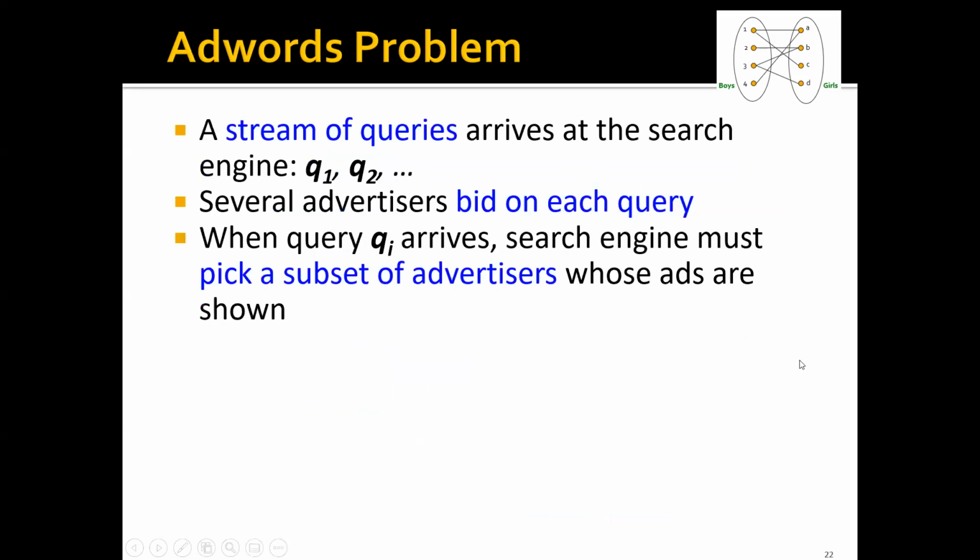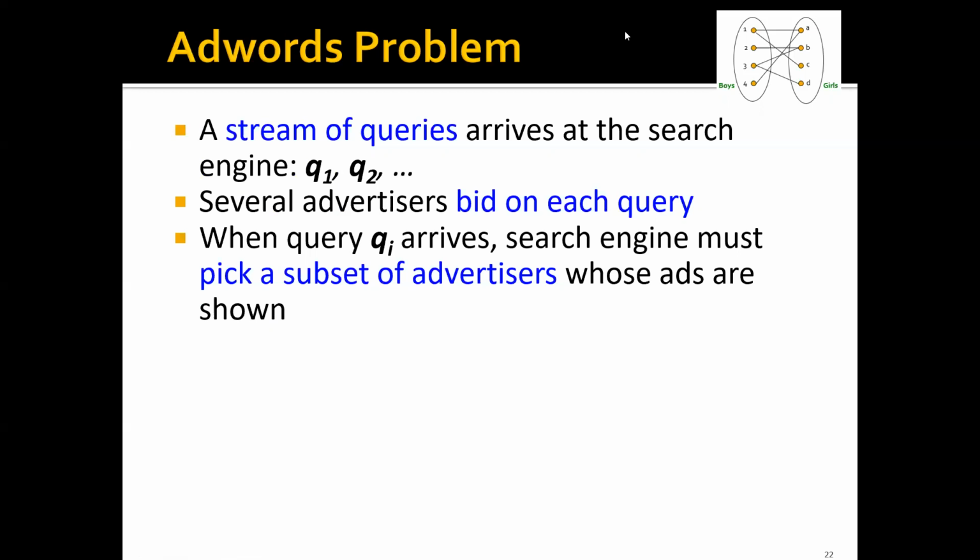And the problem setting is that we will have a stream of queries arriving at the search engine. Let's call them Q1, Q2, etc. And we have several advertisers bidding on each query. When query Qi arrives, the search engine must pick a subset of advertisers whose ads are shown.